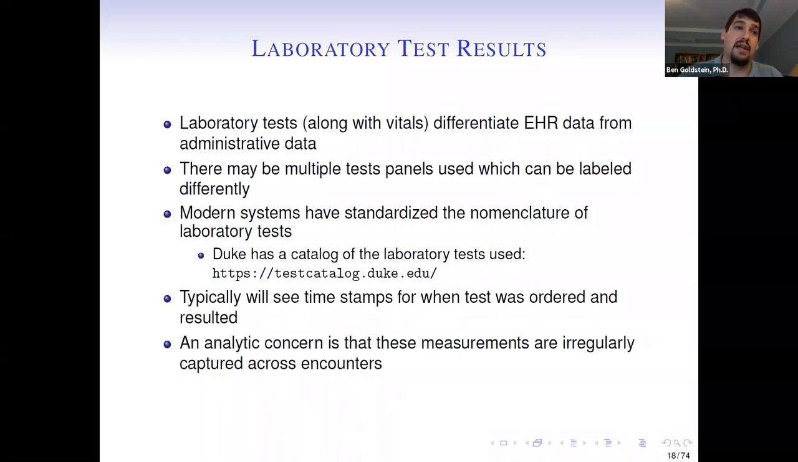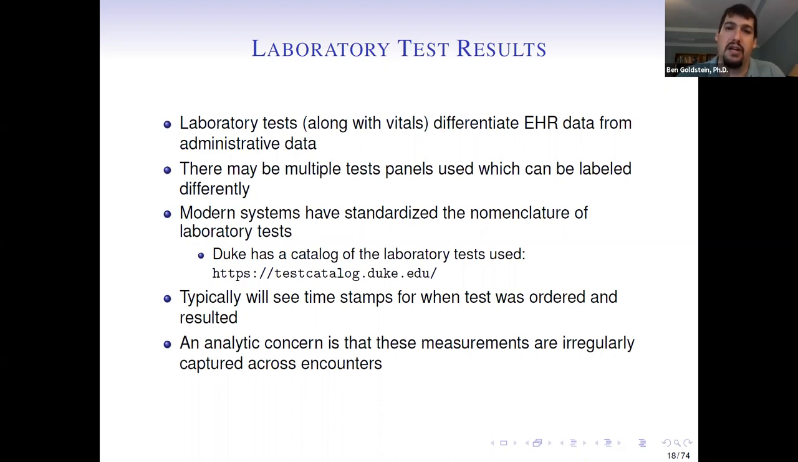Now the caveat, and this is something that within my research group we've studied a fair bit, is that that's still conditional on the doctor performing the lab test. So there is still this notion of intention and informativeness within the data. Someone's lab value may be out of range, but if the lab test was never taken, we'll never see it. So it's not perfect, but it does give us more insight into the patient condition.